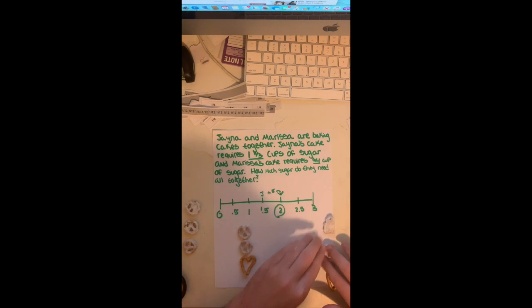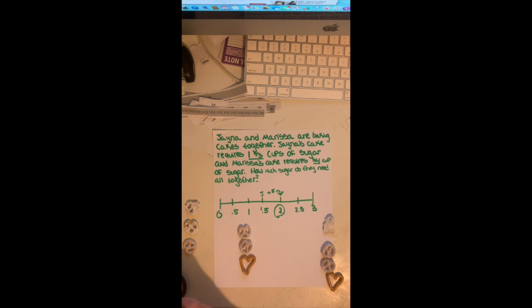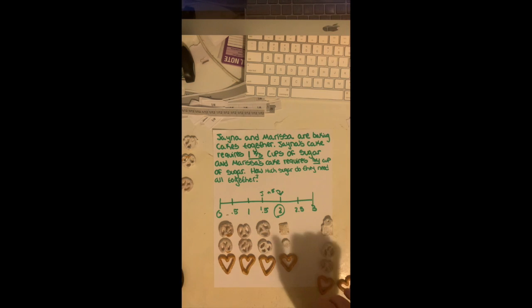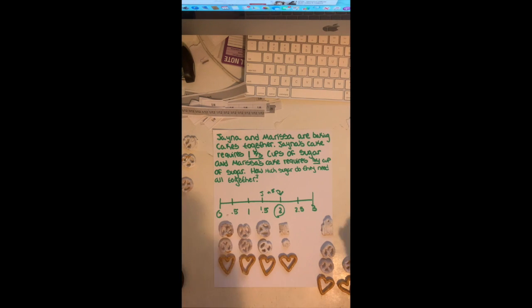So let's slide them over. And we have to keep our parts the same. So let's see. Here's 2 out of 3. 1, 2, 3, 4, 5, 6. Now 3, 6, 9, 12. Okay, so we need 2. So we have 3, 6, 9, 12, and we need 4, 8, 12. And then we need our parts. 1, 2, 3.